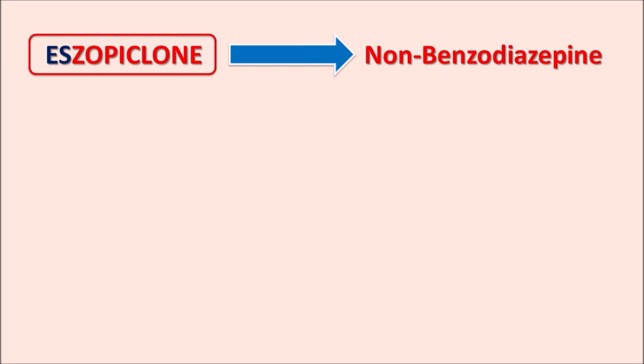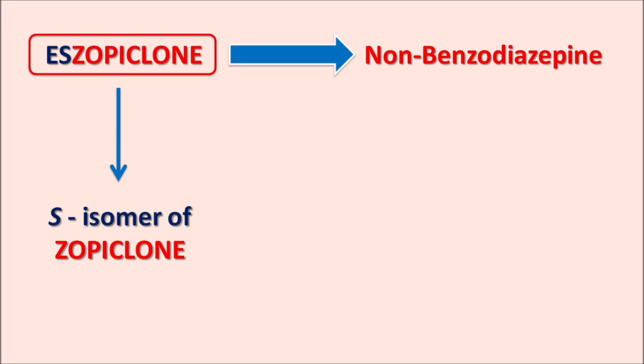Hi everyone. Today in this video we are going to discuss S-Zopiclone. What is this drug S-Zopiclone? This is one of the non-benzodiazepine hypnotic agents, and here the prefix "ES" indicates this drug is an S-isomer of Zopiclone.